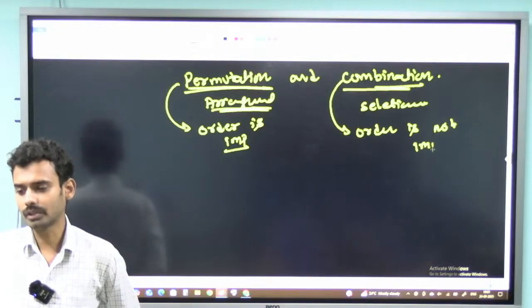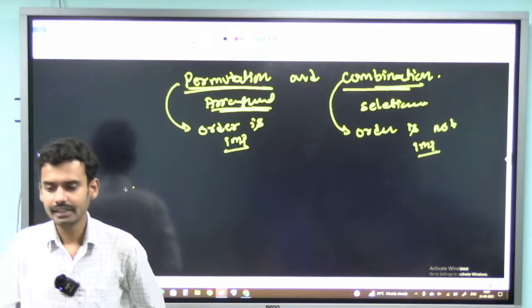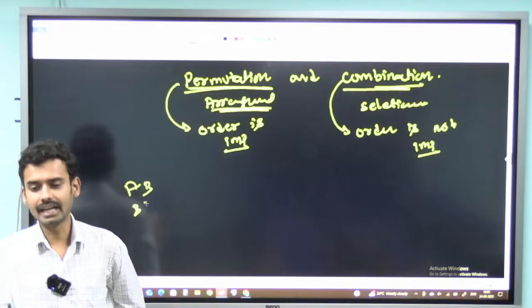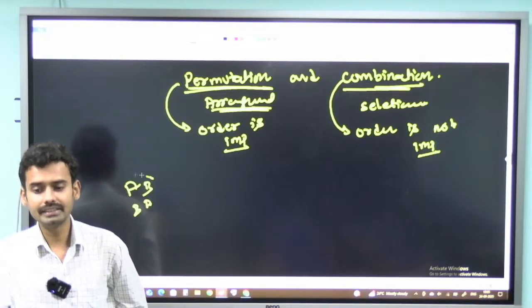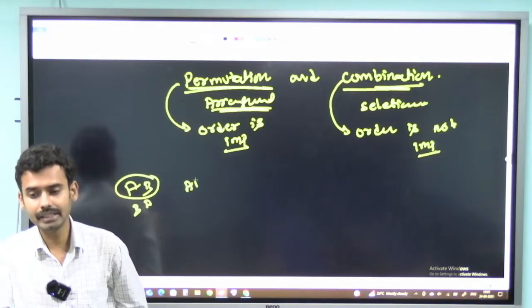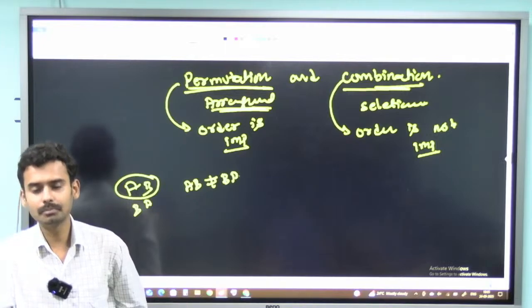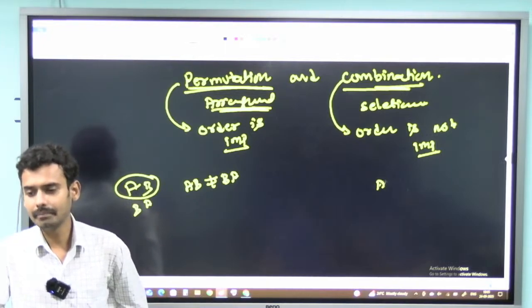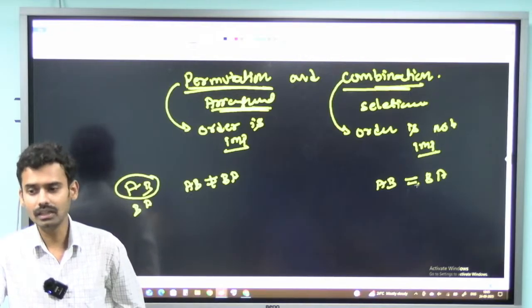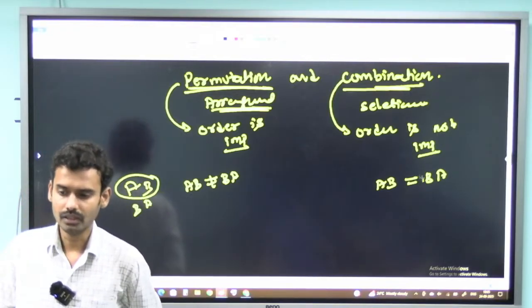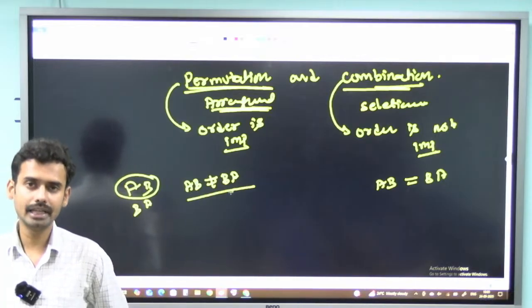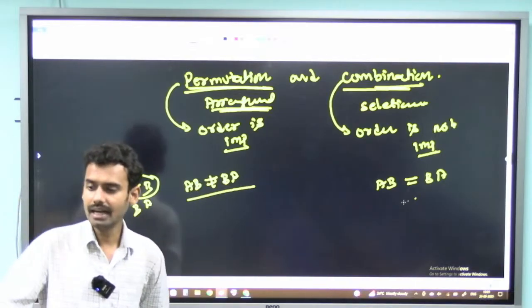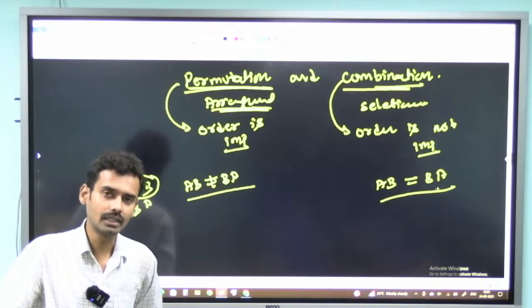Order is not important. For example, if I take AB and BA as different, I have changed the order, and if I change the order, if I consider AB not equal to BA, then it is permutation. Then if AB and BA, I have changed the order, but both are still equal, which means order is not important. So if AB not equal to BA, then it is called permutation, and if AB equal to BA, then it is called combination.